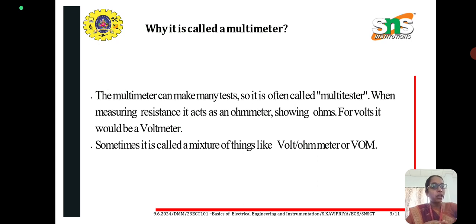It can measure voltage, and it can measure resistance in ohms. While measuring resistance, we call it an ohmmeter. For voltage, we call it a voltmeter. So it is a mixture of things like volt-ohm meter, or VOM.